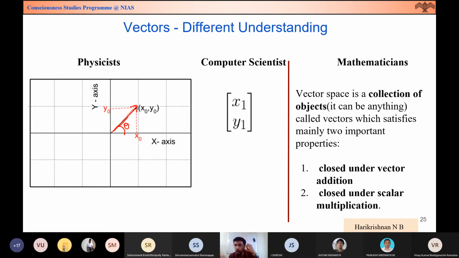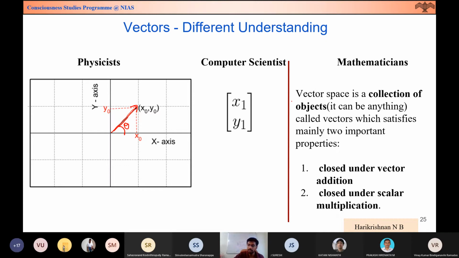A vector space is a collection of objects, which can be anything, called vectors, together with two important properties: closed under vector addition and closed under scalar multiplication. So vectors can be anything. They are just objects in a space called a vector space, which mainly satisfies these two properties. The goal right now for us is to understand what we mean by these two properties.